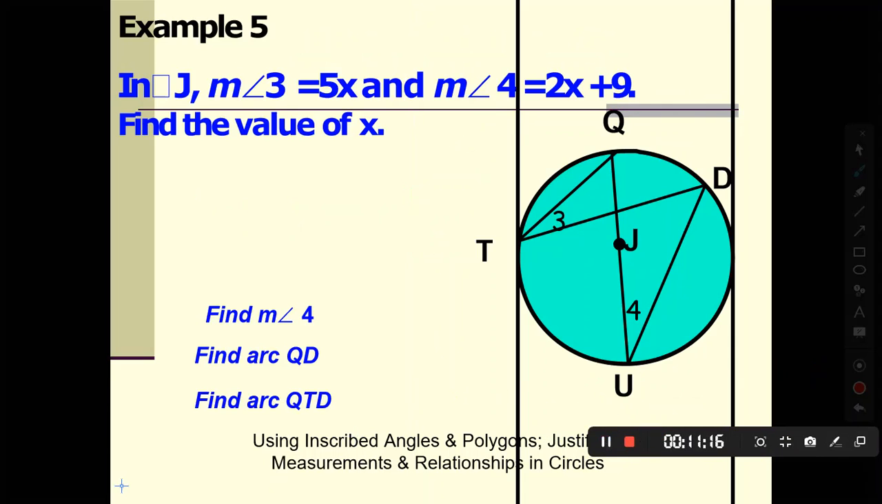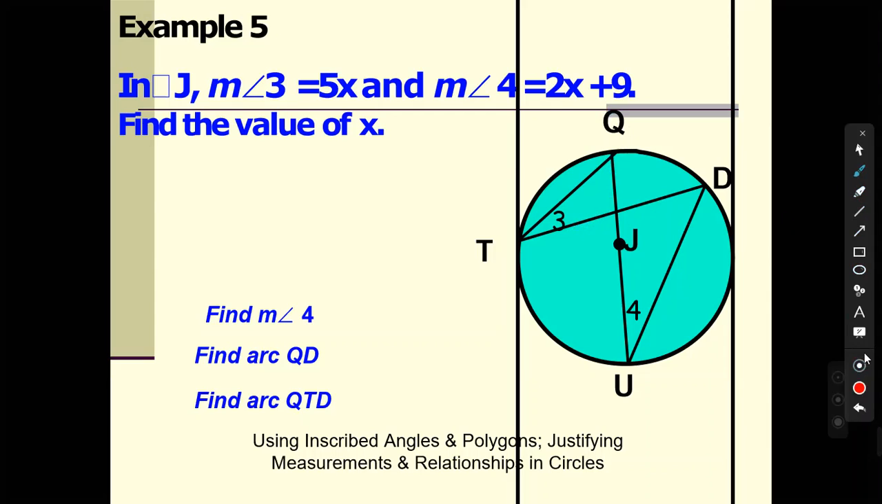Okay, let's see the last question today. In this circle J, angle 3 here equals 5x. Let me write it down: angle 3 equals 5x, and angle 4 here equals 2x plus 9. So we are finding the value of x.